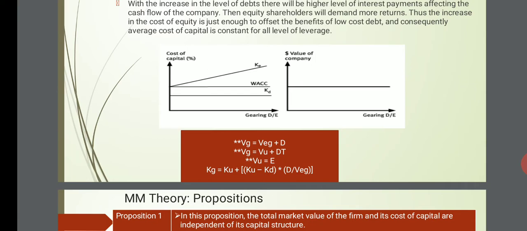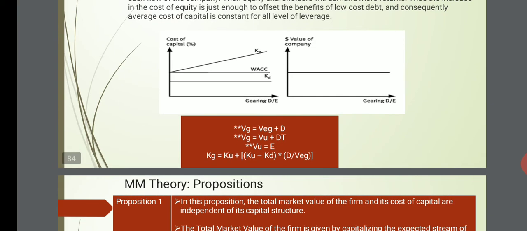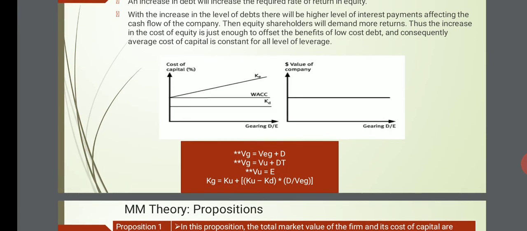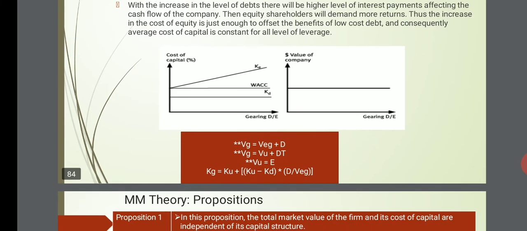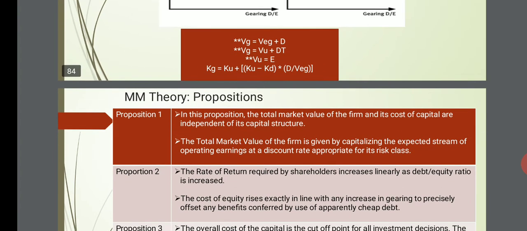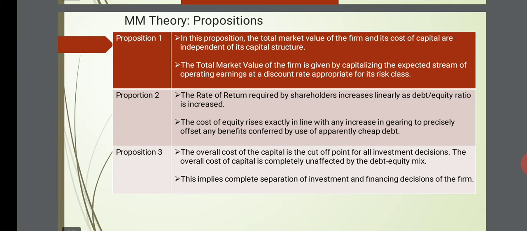Valuation of a geared firm. These are some of the formulas. Valuation of the geared firm is equal to valuation of equity geared plus debt, and valuation of geared is equal to valuation of the unlevered firm, leveraged firm plus D t, and value of the unleveraged firm is equal to E, and Kg plus Ku. Kg is equal to Ku plus (Ku minus Kd) into D upon valuation of EG. Valuation EG.